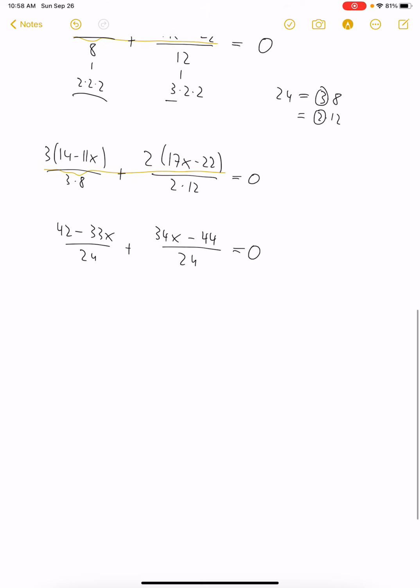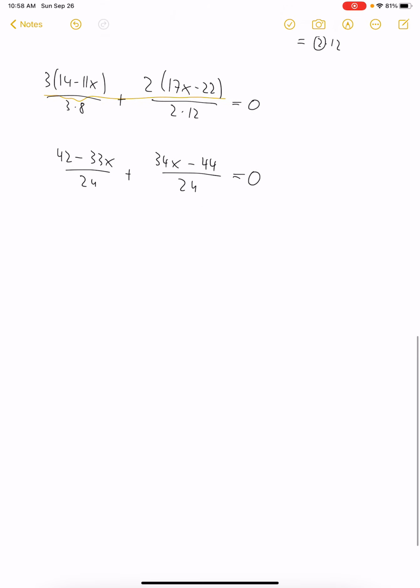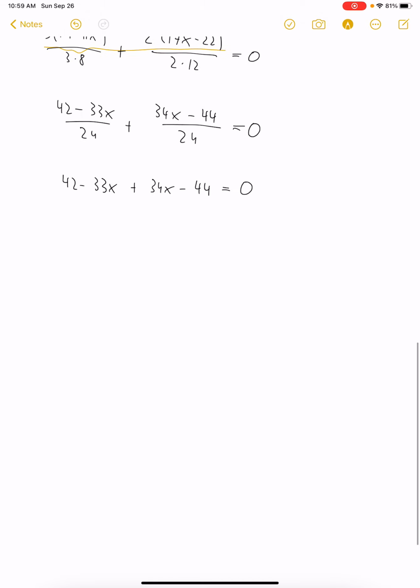is equal to 0. Now we can multiply both sides of the equation by 24, which leads us to 42 minus 33x plus 34x minus 44 is equal to 0 times 24, which is 0. Okay, now this is straightforward to evaluate. We have 42 minus 44, which is minus 2. Then we have 34x minus 33x, which is plus x, is equal to 0, which means that x is equal to 2.